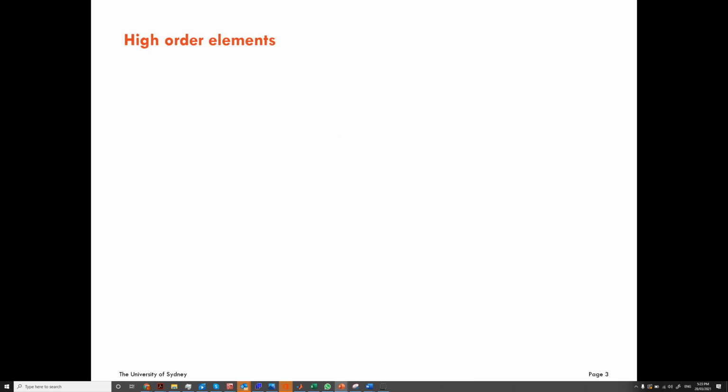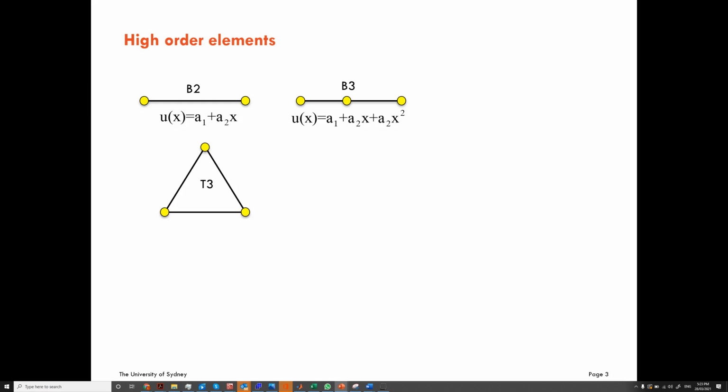Let's introduce the high order elements. So this is the bar with 2 nodes. We know that the interpolation of the displacement in this bar is a linear interpolation. But if you add an extra node to this bar, the interpolation will be quadratic, and the resolution of this element will be higher. The same happens with the T3 element. So here we go from a linear interpolation to a quadratic interpolation.